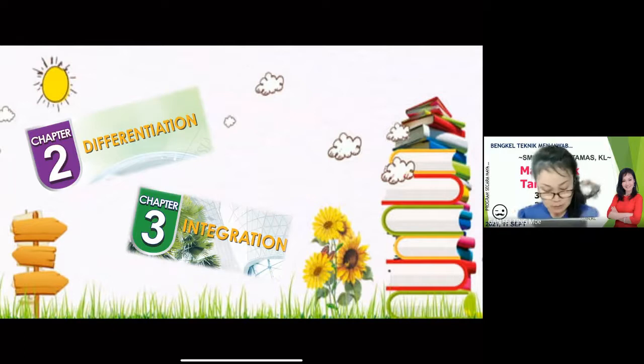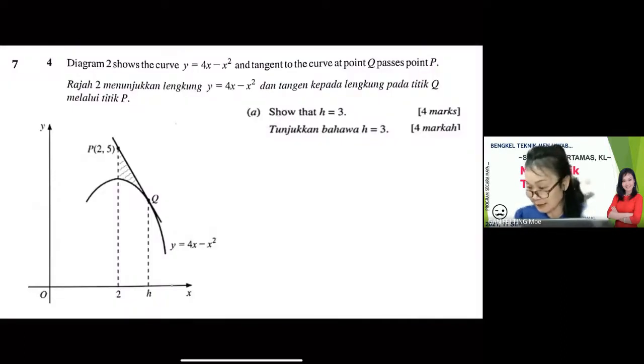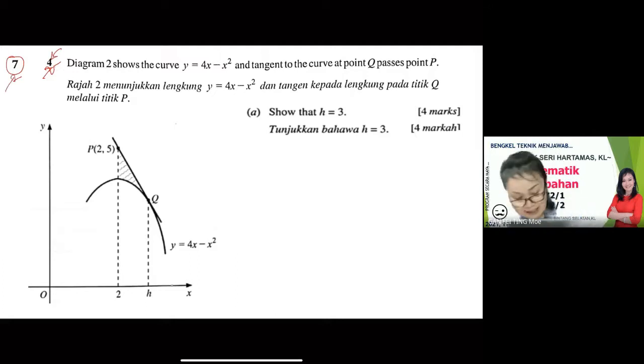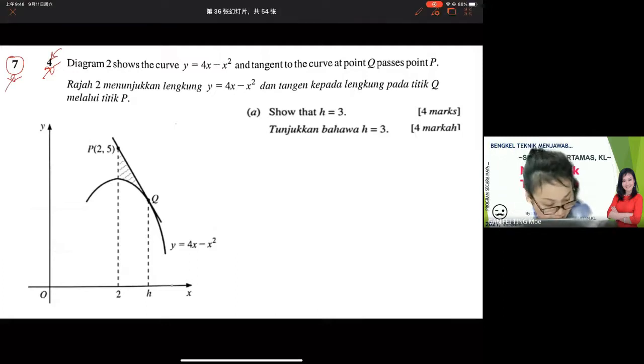So now let's go to differentiation and integration. This is one of the topics that we want to do. For this question number 7, in my setting, this number shows that this is the original question from SPM. That's why you see two numbers. This is the original number from SPM, and this is the number of the question that I gave you in your paper.